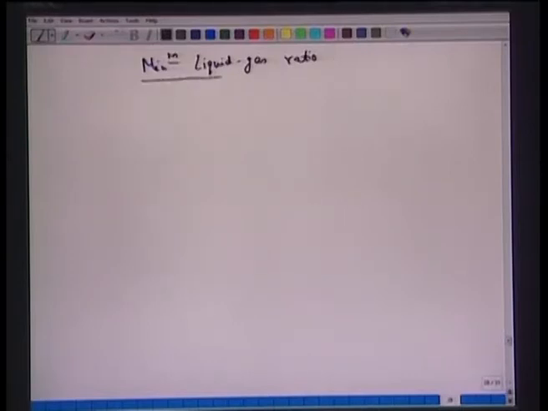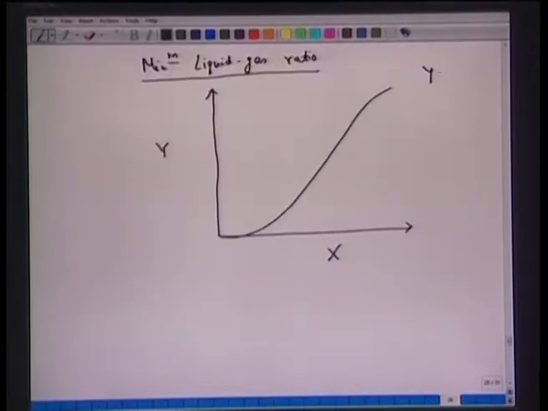Okay, so we will address this first before getting into details of this mass transfer. Let's try to understand this with this graph. So we have x, we have y. Thermodynamics has given us y as a function of x, the solubility curve: given x, how much is y if there is an equilibrium.